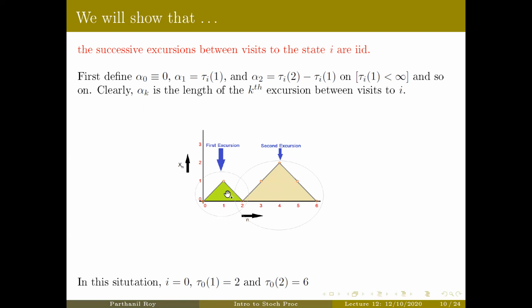The first excursion length is therefore 2. That's your alpha 1. The second excursion length is 1, 2, 3, 4. It's 6 minus 2, so it's 4. So in this case, alpha 1 is 2 and alpha 2 is 4. This length is 2, so this is alpha 1. This length is 4, and this is alpha 2, and so on. I can also have more excursions and define them.